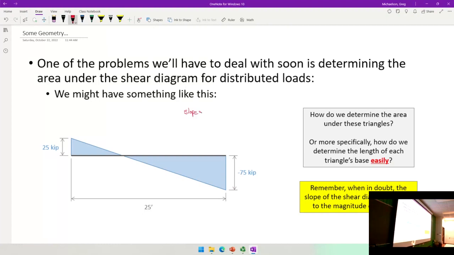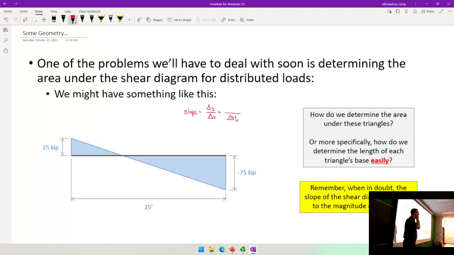how do we determine the slope of this line? Well, it's the change in y over the change in x, okay? So the change in x is going to be 25 feet. So from here to here, we go 25 feet. And what about our change in y? How much do we change in y from here to here?